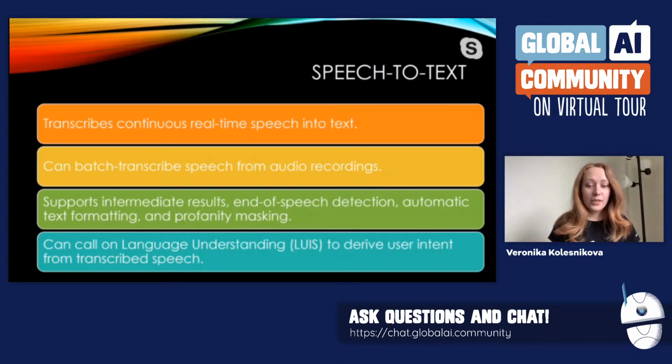It can support intermediate results. So, sometimes when it translates speech to text, it can go back, and based on the context, it can actually fix the word. If it was misunderstood, then the service can go back automatically and fix the text for you without you doing anything.